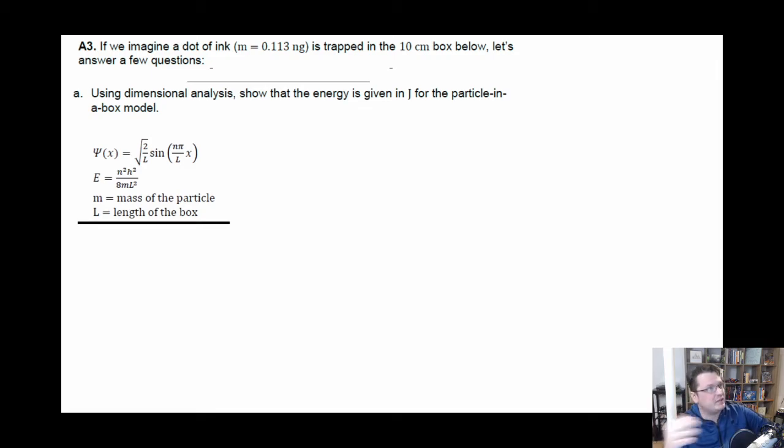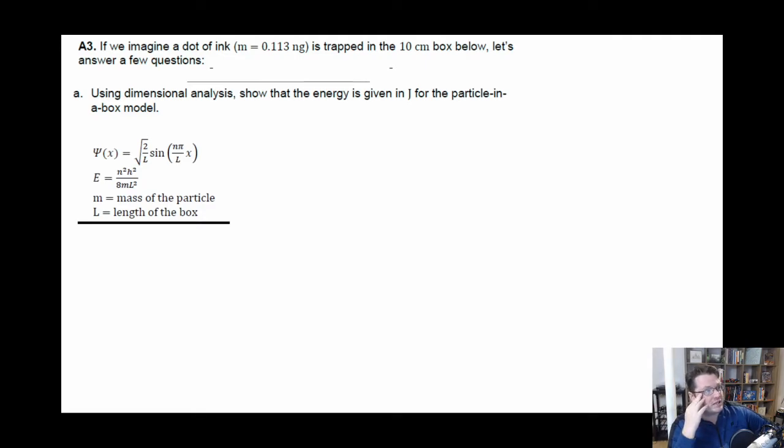We can do a particle in a box thing. And that one dot of ink is actually about that mass. If you're using an inkjet printer, it spurts out little dots of ink, and one of those dots has about that mass. So what if that dot of ink could travel along a piece of paper? What's the deal? So that's what we're doing here.